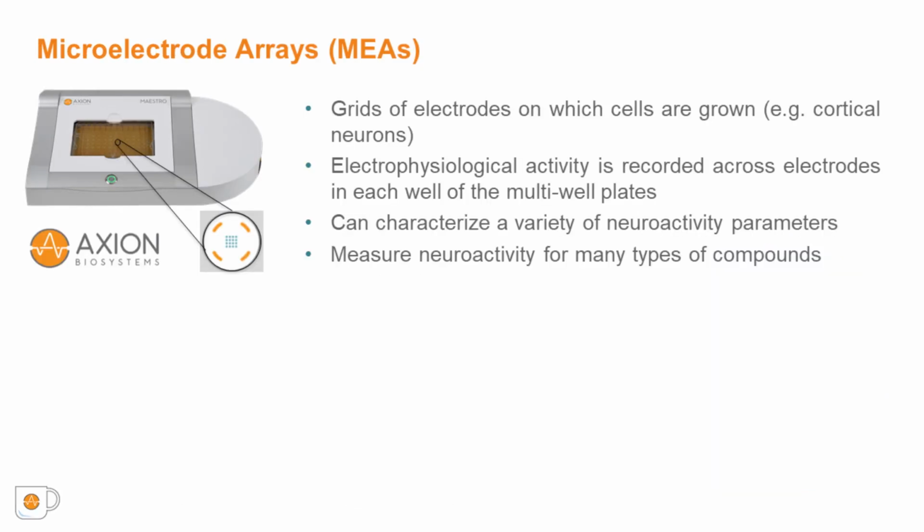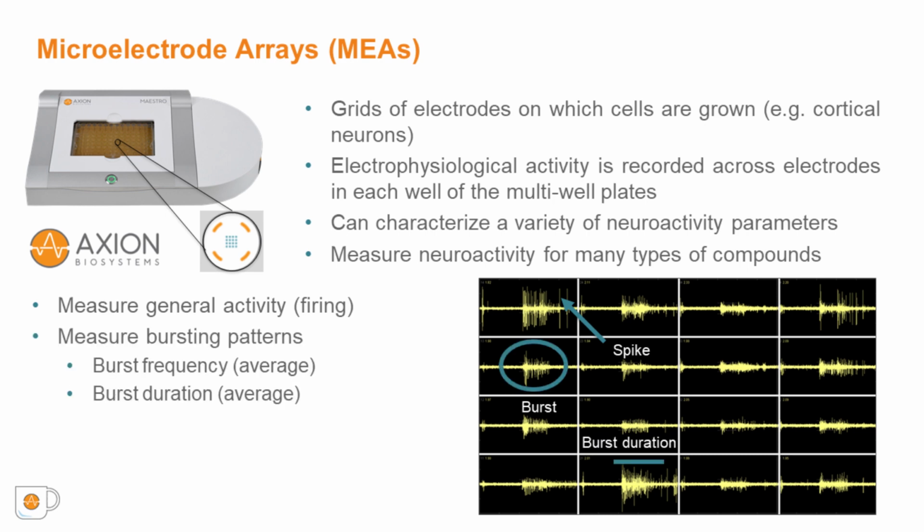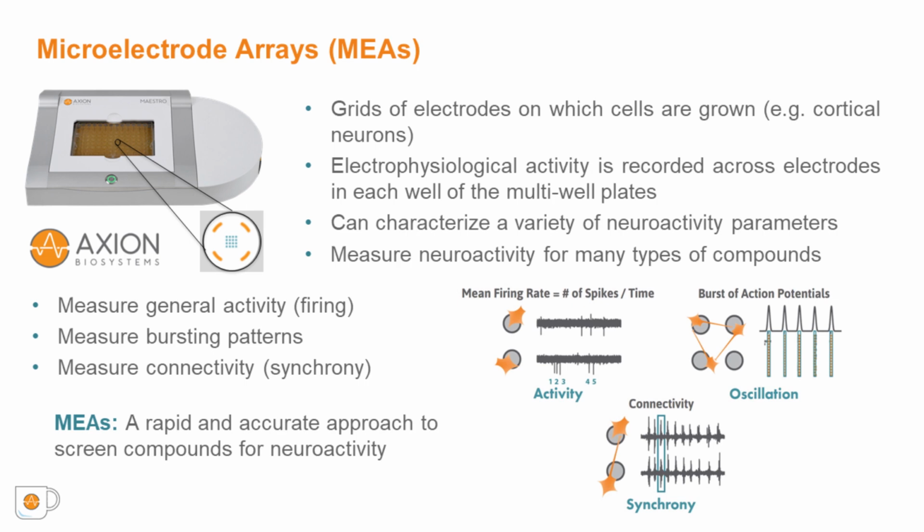One approach is to use microelectrode arrays, or MEAs. What is so powerful about MEAs is that they have been used to assess neuroactivity for a variety of compounds with different modes of action. Further, MEAs can characterize multiple patterns of neuroactivity. For example, an action potential or spike representing general firing activity of a neuron, bursts of action potentials, and network function across electrodes to measure synaptic connectivity. Therefore, based on the ability of MEAs to detect many activity patterns for a wide variety of compounds, they could be used to screen chemical neuroactivity.